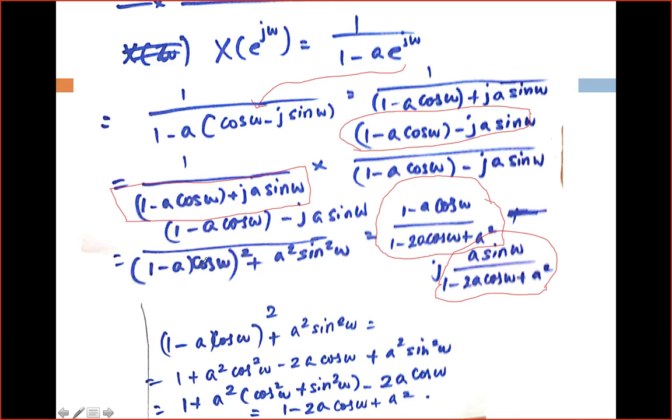So I have given the proof for how I arrived at 1 minus 2a cos omega plus a square, that is the denominator part. Okay, this one I have given here. Just have a look. So I have separated the real and imaginary parts. Now I have to draw the magnitude response and the phase response.